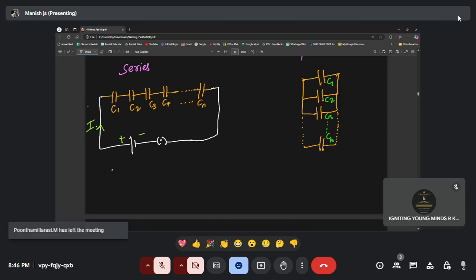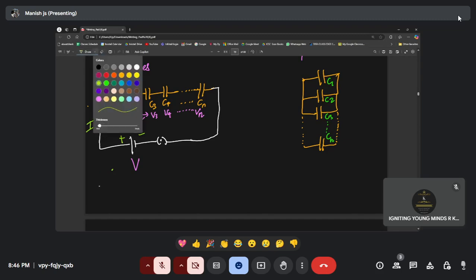So let me call the total potential due to the cell or battery V. You need to understand that here, when current I flows through capacitor C1, the potential across it is V1. The potential across capacitor 2 is V2. Across the third one, it is V3. Across the fourth one, it is V4. So on. Across the nth capacitor, it is Vn. So you need to understand this. The first golden rule: potential across each capacitor is different in series combination.